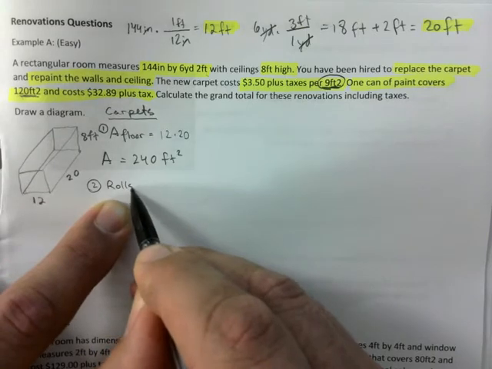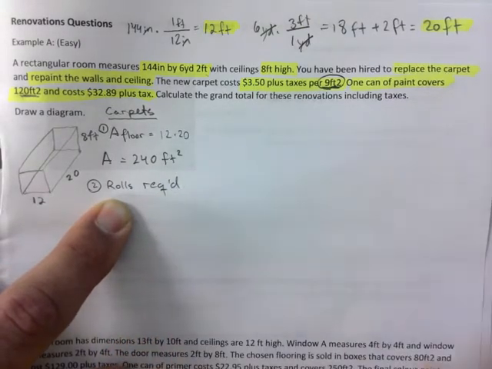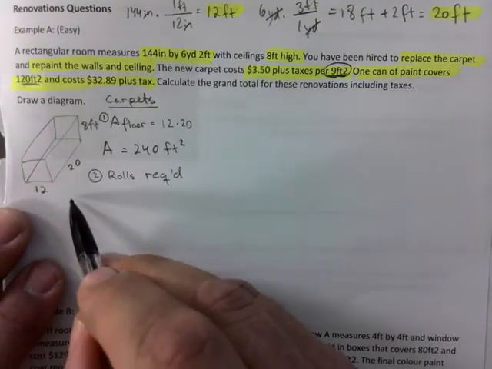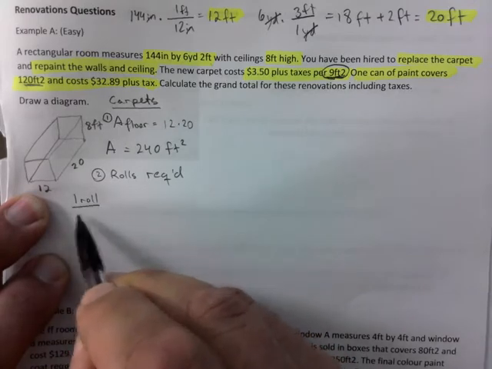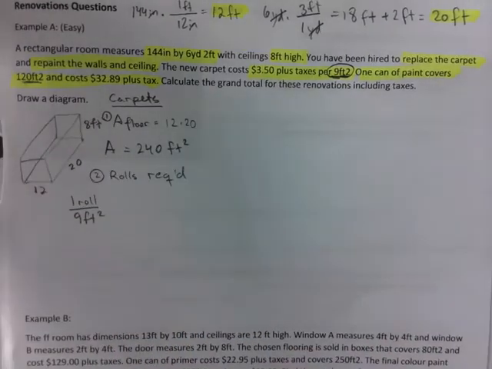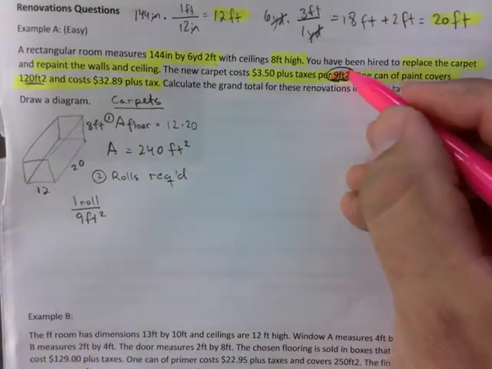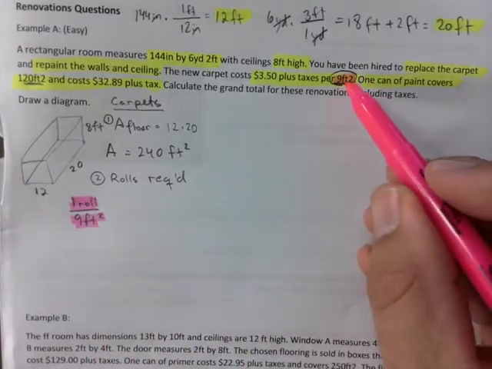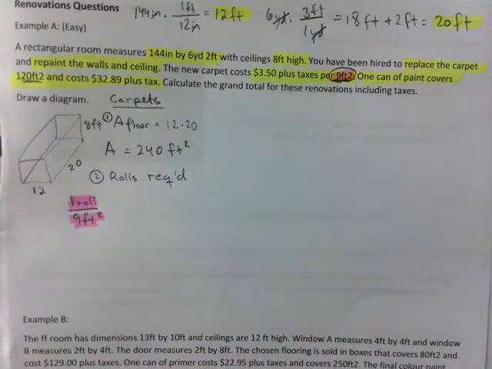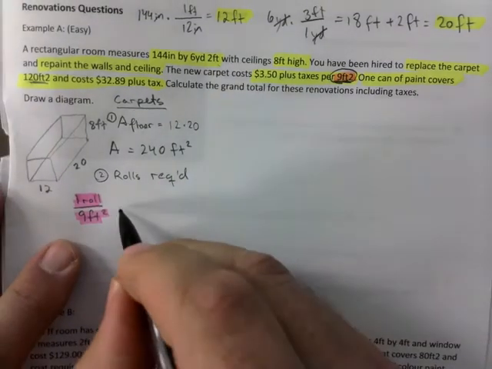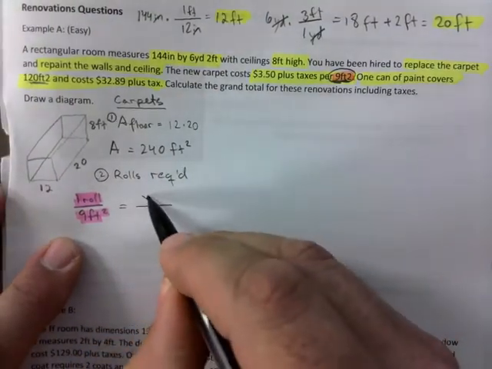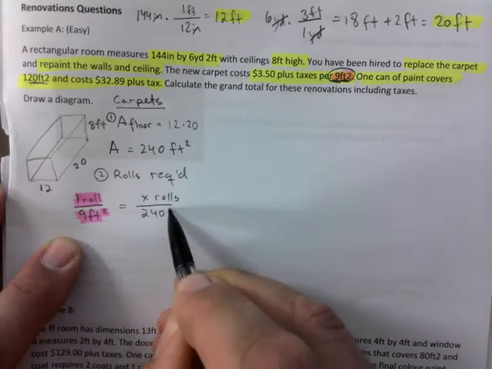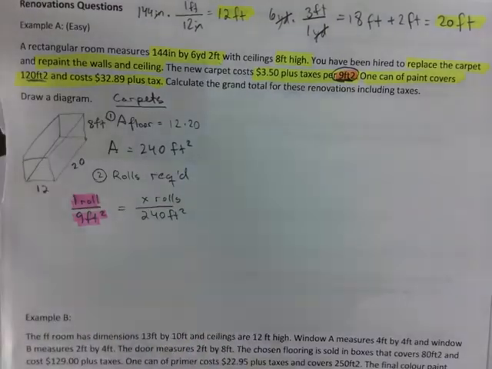Rolls required. We're going to figure out how many rolls are required, and we're going to use proportional reasoning. If one roll covers 9 square feet, where did I get this from? Right? This rate right here came from up here: one roll covers 9 square feet. And then we're going to ask ourselves, how many rolls will we need to cover 240 square feet? That came from here.